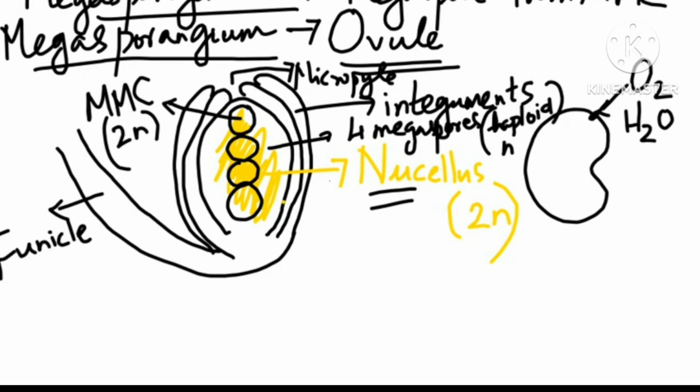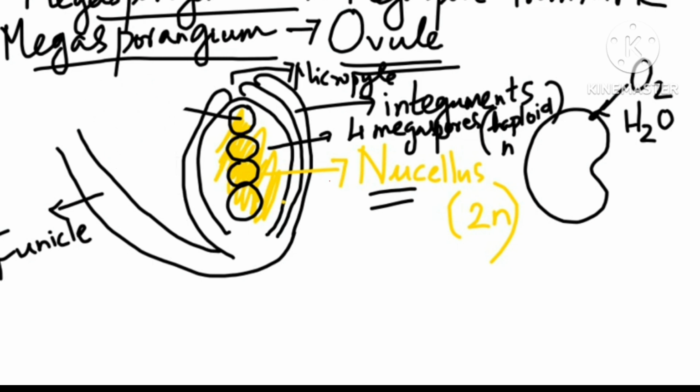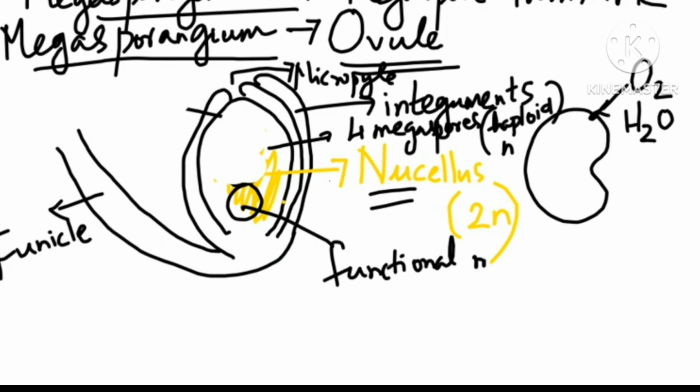But it's not like microspore tetrad. In this tetrad, only one will remain, 3 will get degenerated. So 4 megaspores are produced, and out of the 4 megaspores, only 1 megaspore will remain functional. That megaspore is called as functional megaspore. Because of this reason, it is also called as monosporic development, because there is only one functional megaspore.